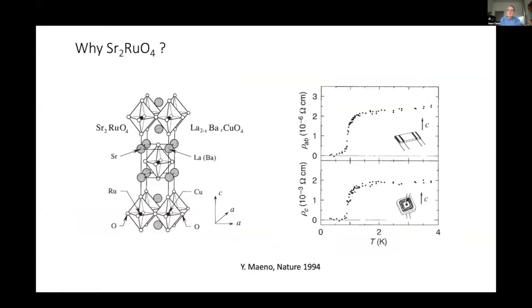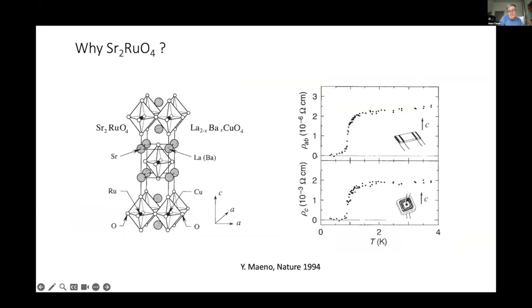So strontium-2 ruthenium-04 is, I think, a model system to understand the interaction in a multi-band system. So it's a layer perovskite. The conduction electrons live in this ruthenium oxygen 2 plane and are separated by strontium oxygen rock salt insulating layers. So this results in a very anisotropic electronic structure.